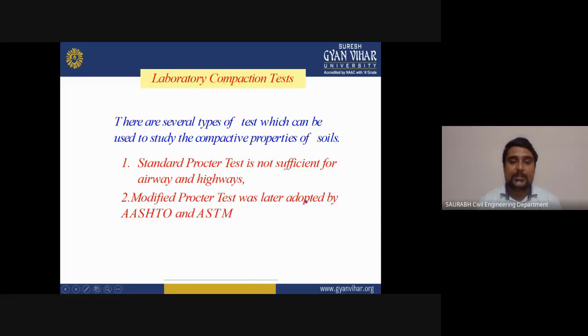So we can see here there are several types of tests which can be used in the study of compaction properties of soil. There are two methods for determining the maximum dry density, which is also known as the compaction test. First one is the standard Proctor test, which is not sufficient for airways and highways. And second one is the modified Proctor test, which was later adopted by ASTM.